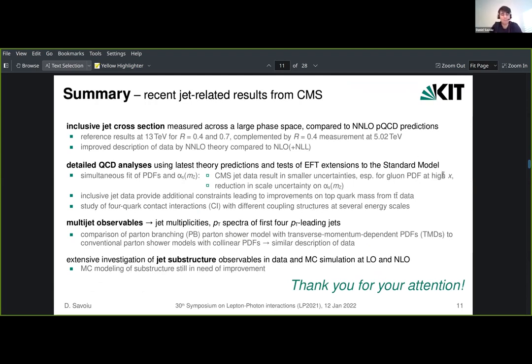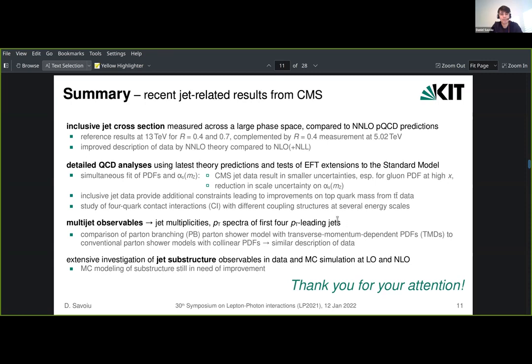So not to go into too much detail here, but I've shown you some recent results from CMS. The main ones were the inclusive jet cross-section measurements at 13 TeV and the complementary measurement at 5 TeV, and their comparison to the theory, which is now known to next-to-next-to-leading order. And there have been very detailed analyses of the PDFs and the strong coupling constant, also looking into things like the top mass and the 4-quark contact interactions beyond the standard model.